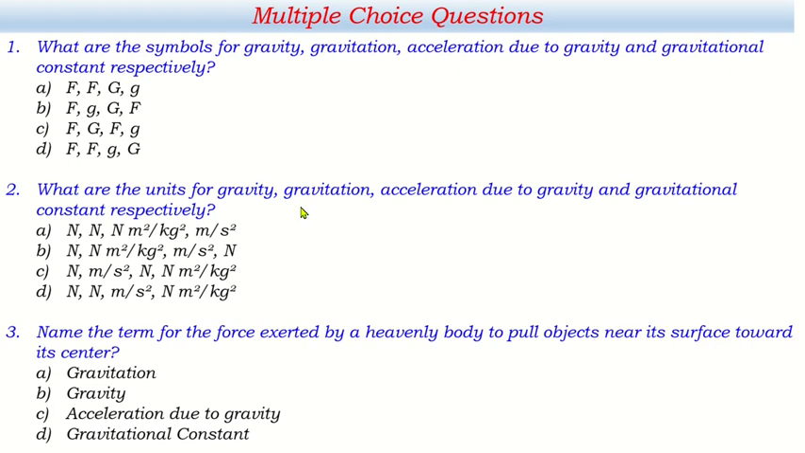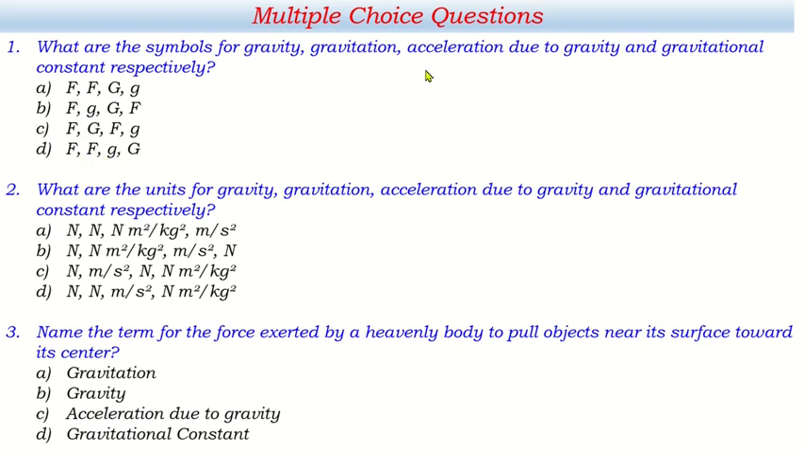Now let's have number 1. We have to find the symbol for gravity. Gravity is force, it is denoted by F. Gravitation is also force, it is also denoted by F. That's why here we must have continuous F, F and F. Yes, it seems to be correct. This is incorrect, and D, F and F seems to be correct.